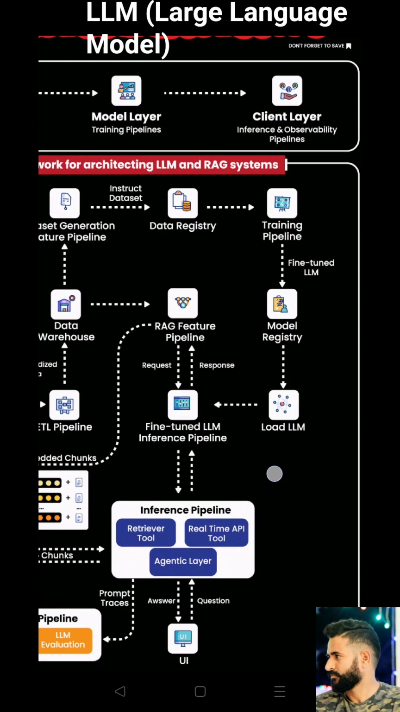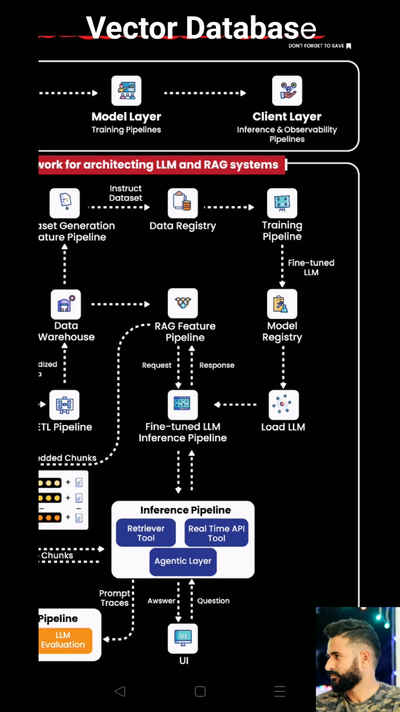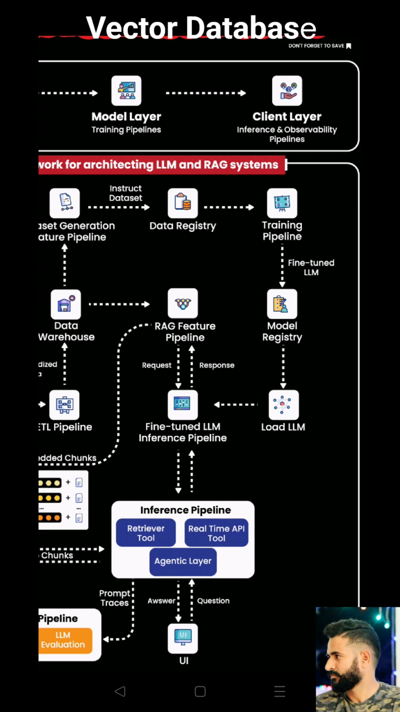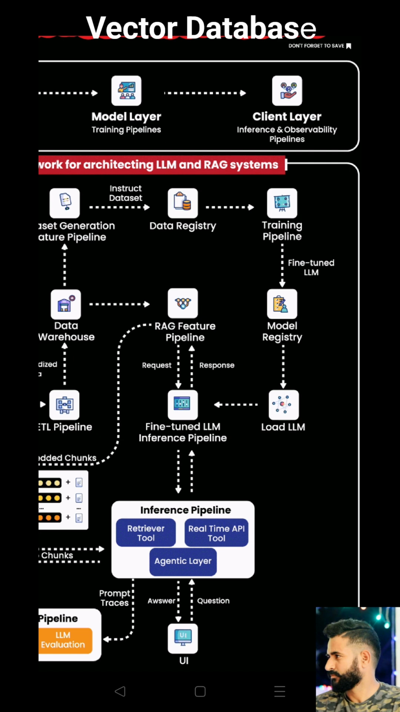2. Model layer. Training pipeline. This pipeline uses the instruct dataset to train or fine-tune the LLM. Fine-tuned LLM. The resulting model after the training process. Model registry. A system for managing and tracking the trained models. Load LLM. The process of loading the fine-tuned LLM for inference.